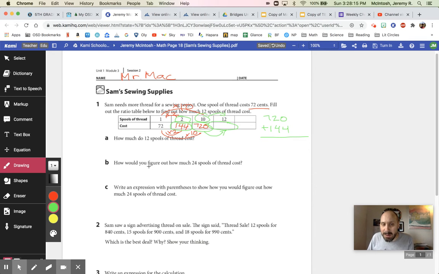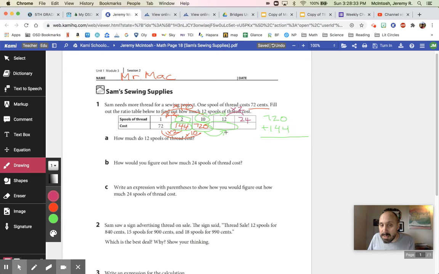And then B says, how would you figure out how much 24 spools of thread cost? Well, if I have this blank area here, I could put 24 in that section, and then I'm going to try to notice what happens between the 12 to the 24.